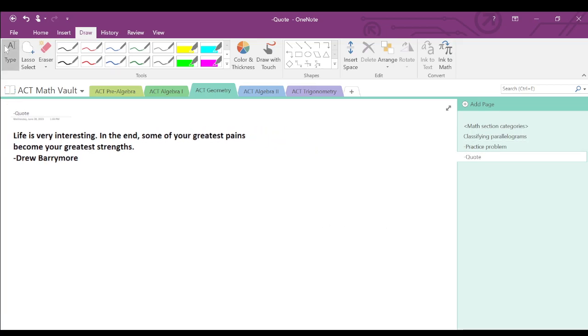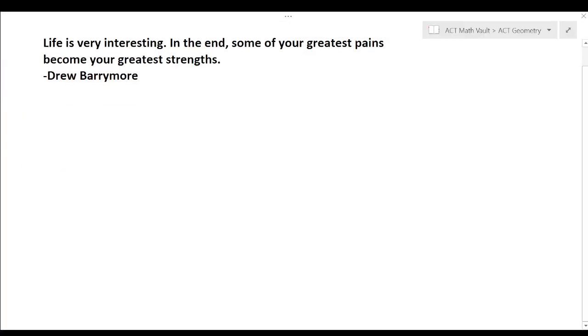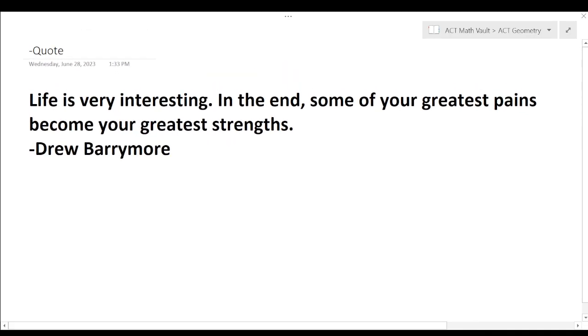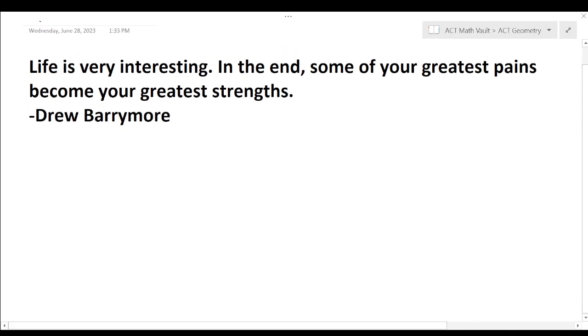So a quote to leave you with a little bit of motivation. This is by Drew Barrymore. Life is very interesting. In the end, some of your greatest pains become your greatest strengths. I have found this to be very, very true.